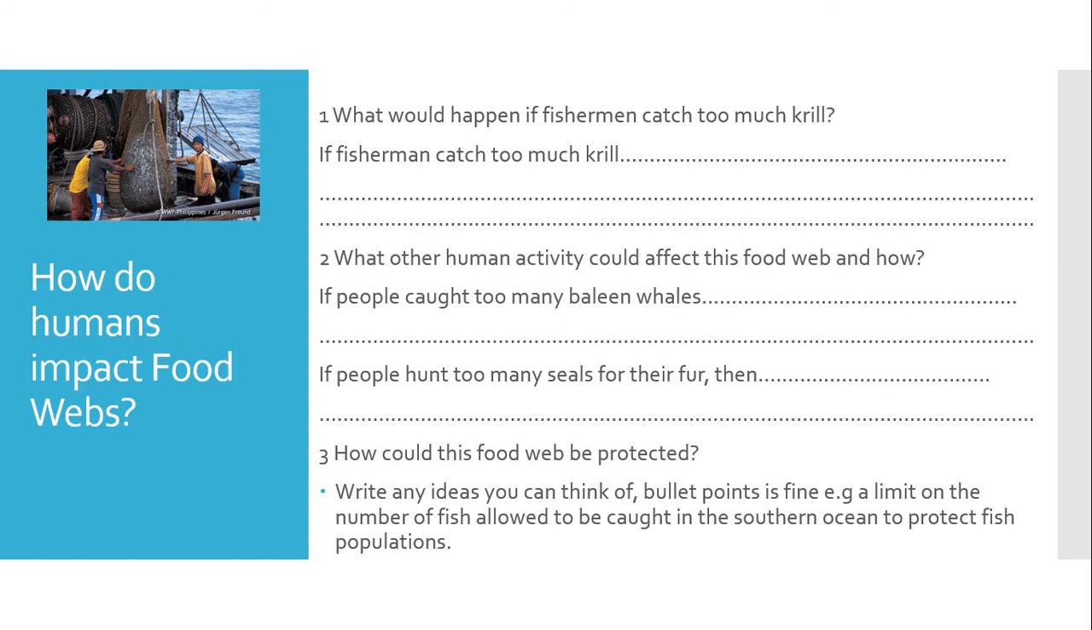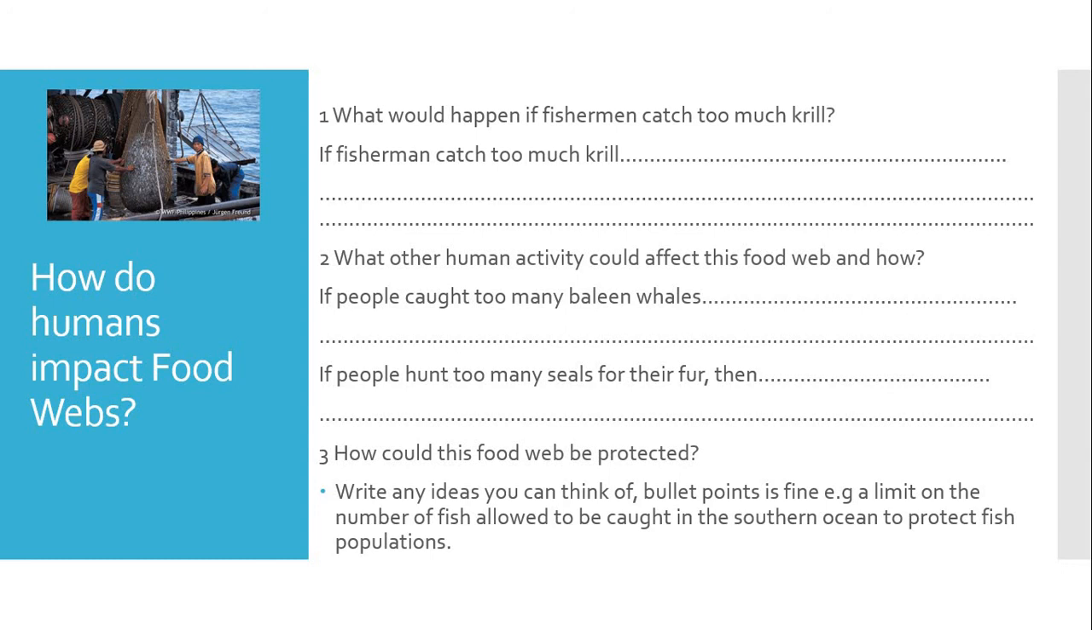And the last one, how could you protect this food web? This is where you're going to be putting bullet point sentences. Write any ideas you can think of. Bullet points is fine. A limit on the number of fish allowed to be caught in the Southern Ocean to protect fish populations could be a good idea. Then you can add more detail of why it's important to protect fish populations.